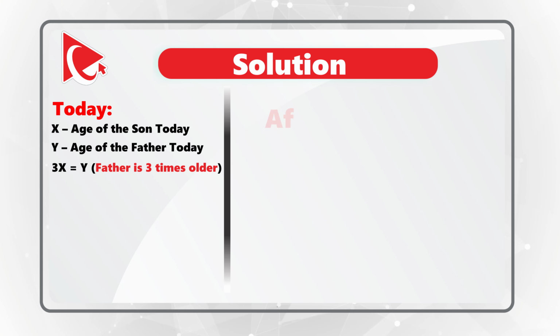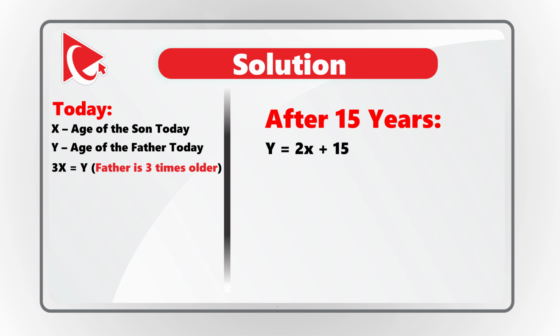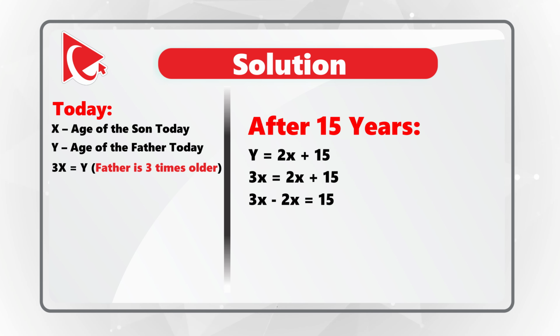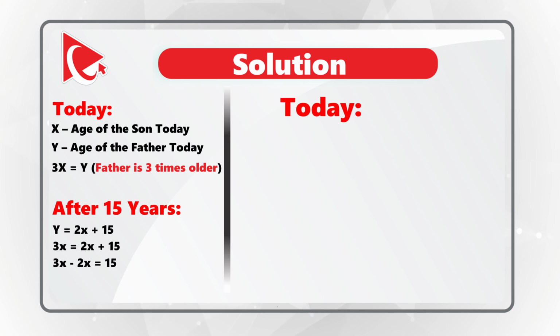After 15 years, our expression will be different. The new expression will be y equals 2x plus 15. Because in both cases y is the same, we can build a new expression 3x equals 2x plus 15. Once we simplify, 3x minus 2x will equal 15. And after completing the calculations, x will be equal 15 and y will be equal 45.